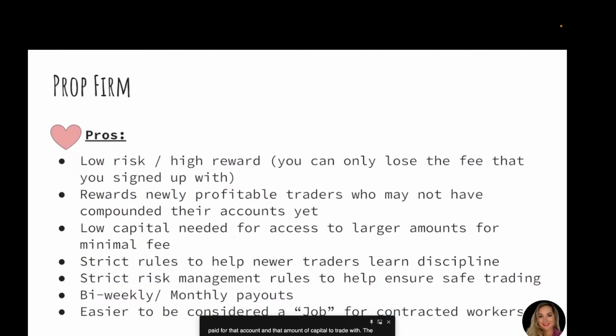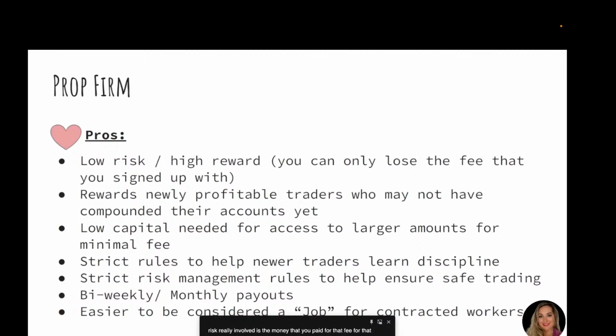The reward can be quite high if you are a consistent trader and you follow the rules and do well, and you get a live account. You very well can make some very good money trading their capital. And the only risk really involved is the money that you paid for that fee for that account. There's definitely an allure to these prop firms because of that. You can only lose that fee that you signed up for.